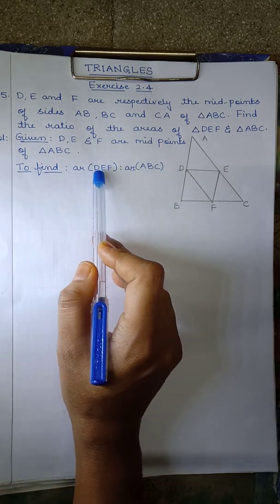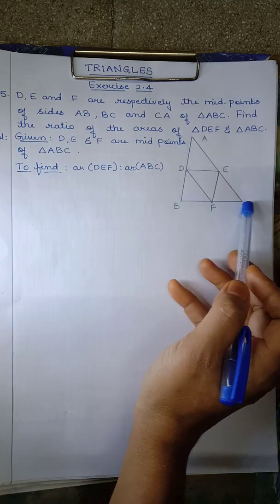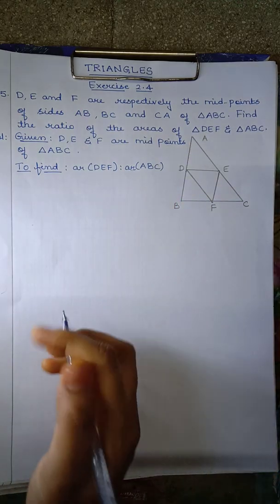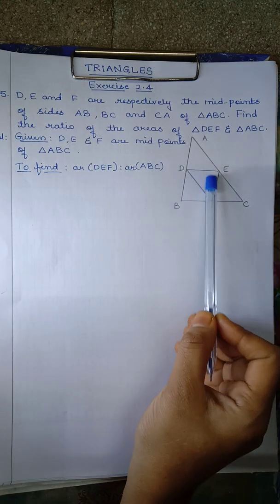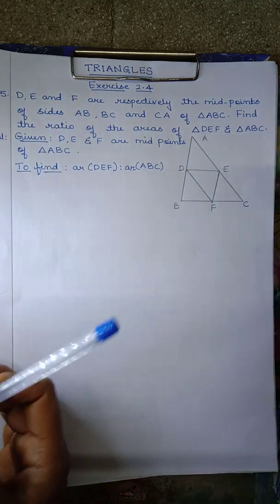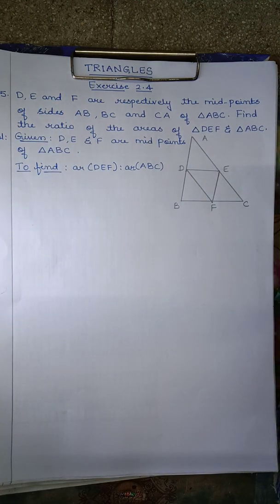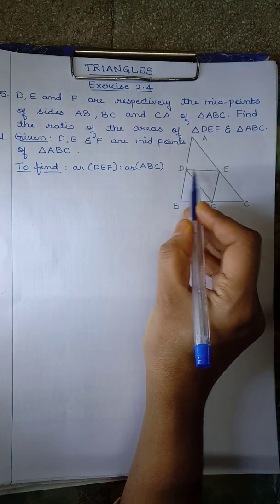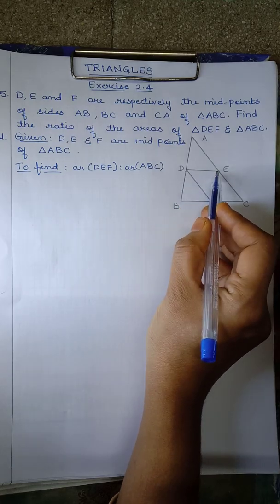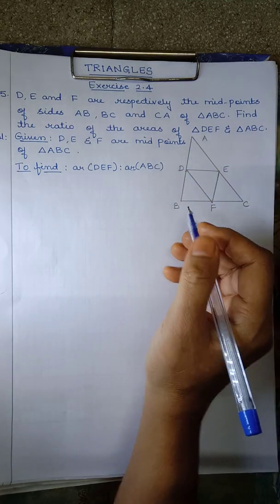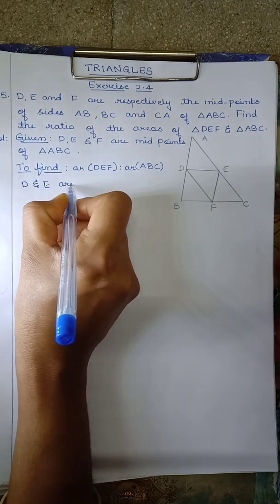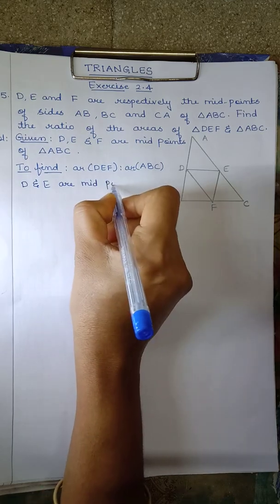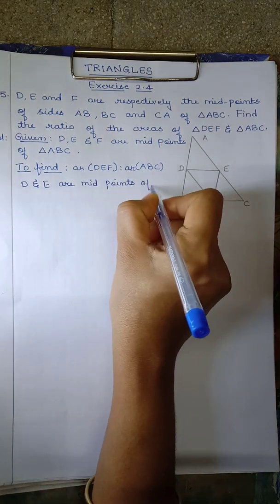So firstly we have to prove that triangle DEF and triangle ABC are similar to each other, children. We will prove this by using the midpoint theorem. According to the midpoint theorem, here D and E are the midpoints of sides AB and AC. So we'll write: D and E are midpoints of sides AB and AC.